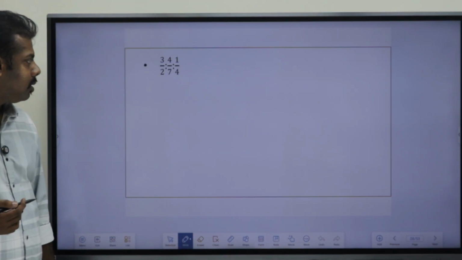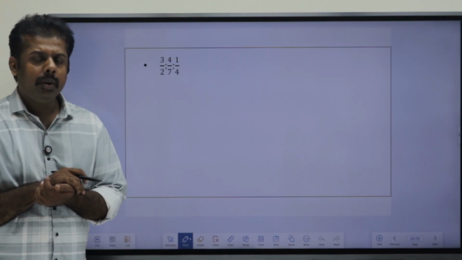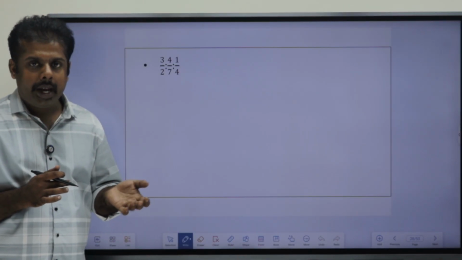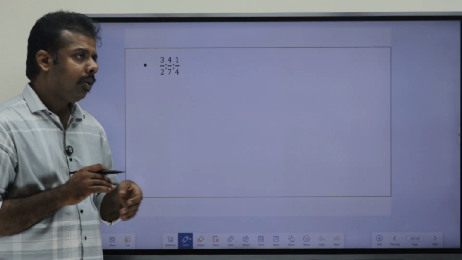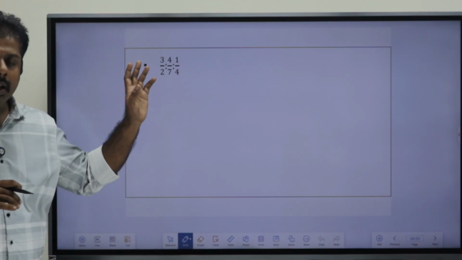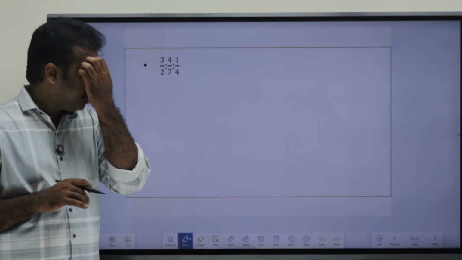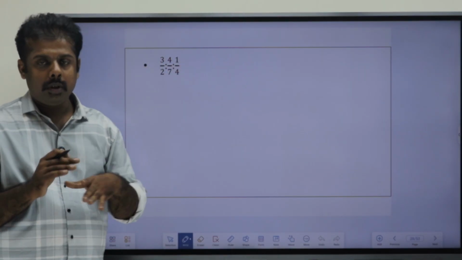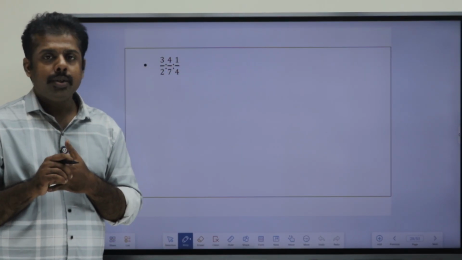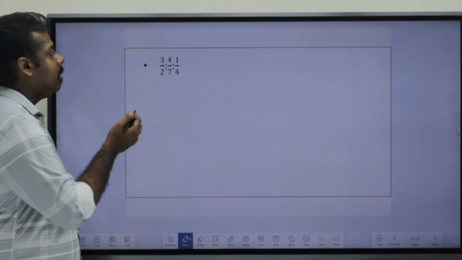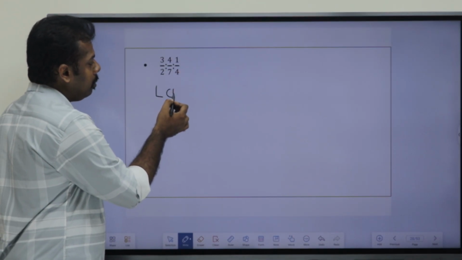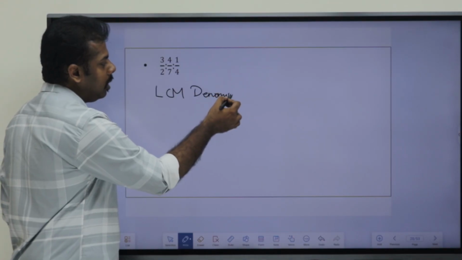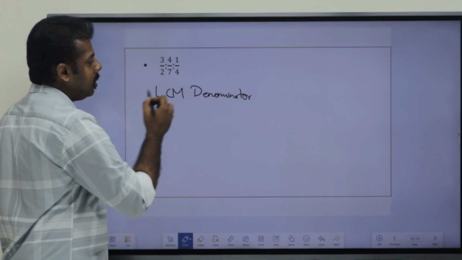In this question, basically what we are going to do is, they have given the ratio in the fraction form. So we are going to convert the ratio which is given in the fraction form into whole numbers. So here as well there are two steps. The first step is to take the LCM of the denominators. So the first condition here is take the LCM of the denominator.